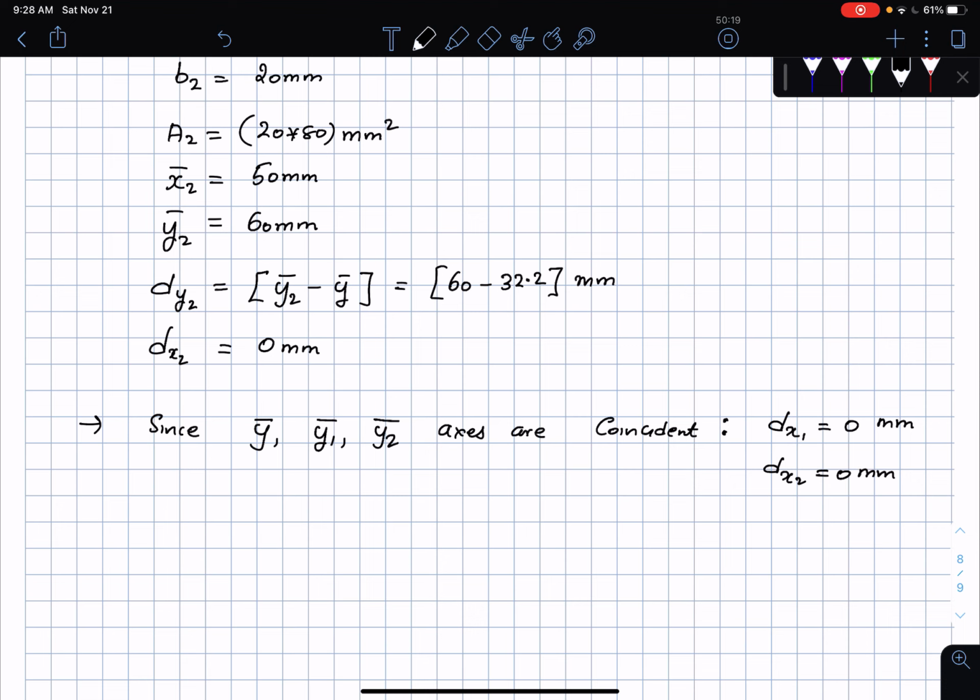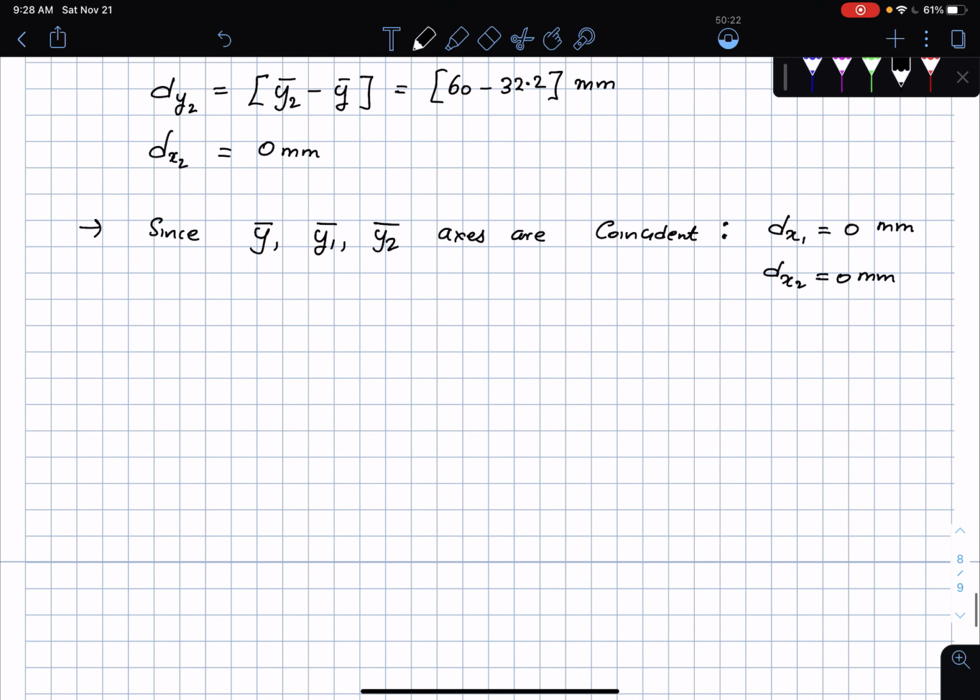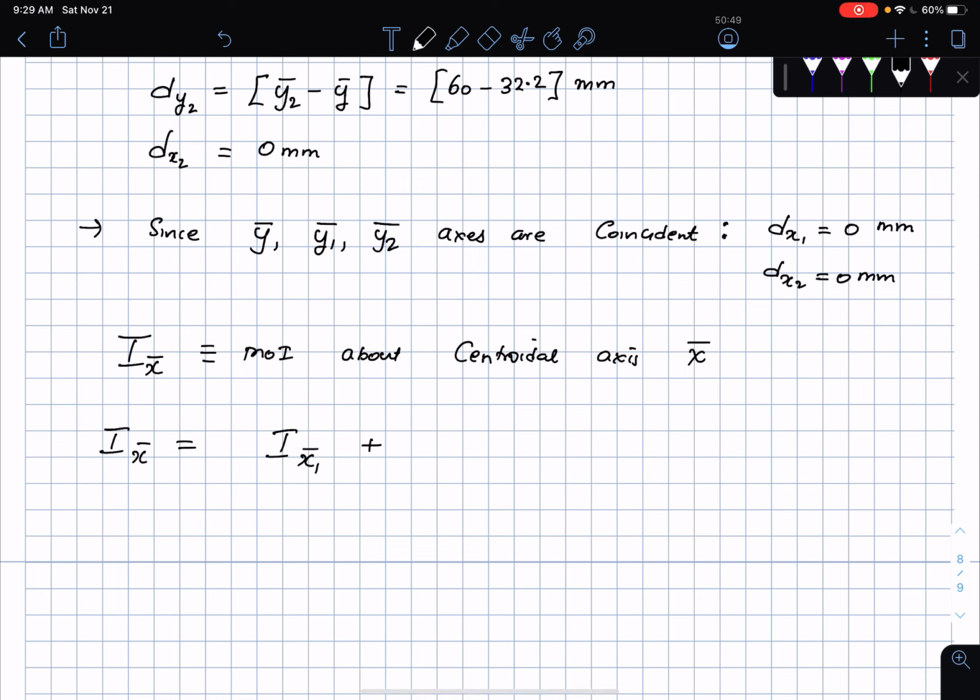Okay, so now how do I find the moment of inertia about the main centroidal axis? I'm going to call that Ix, or Ix bar, the moment of inertia about centroidal axis x bar. Then this is going to be using the parallel axis theorem, and the idea that Ix bar is going to be Ix1 bar plus Ix2 bar. Or I guess maybe I should specify this a little more clearly.